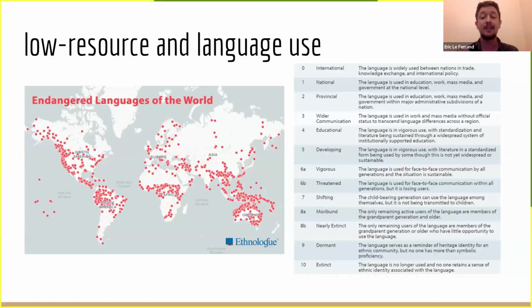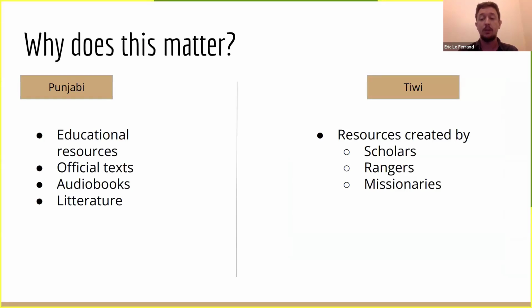So why does language use matter in terms of language technologies? The range of language use is highly influencing the amount of resources that can be found in a language, and therefore the opportunity for the creation of language technologies. Additionally, it also conditions the need of a given language for a given technology. For instance, in Punjabi, you can find educational resources, official texts, audiobooks, literature, movies, poetry, song, etc. In Tiwi, most of the resources created are made by scholars, linguists, archaeologists, anthropologists, but also rangers and missionaries, like the creation of audio recording of the Bible, translation of the Bible as well, or religious texts in general.